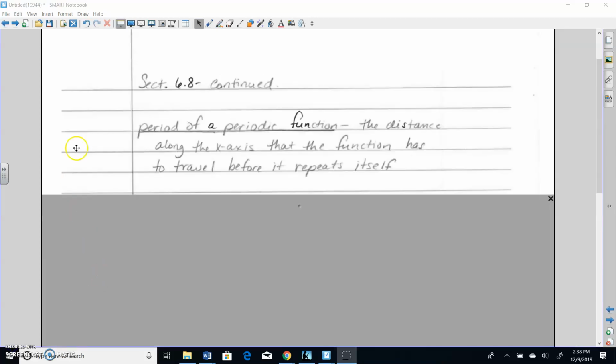We have done amplitude and vertical shift, and those are the two that affect the y coordinate of our graph. Today we're going to look at one of the attributes that affects the x coordinate, and that is the period of a function. So first of all, understanding what the period of a periodic function is would be helpful. It's the distance along the x-axis that the function has to travel before it repeats itself. So get that written down.